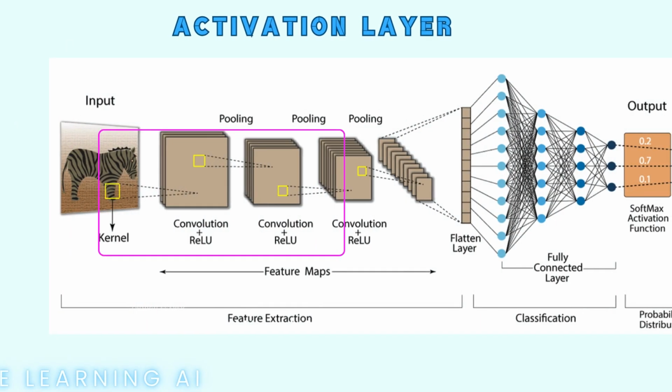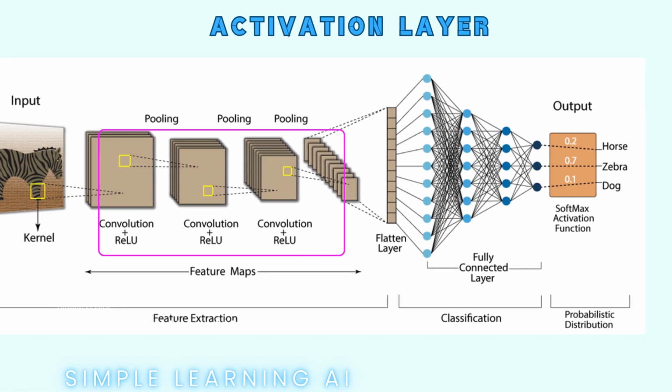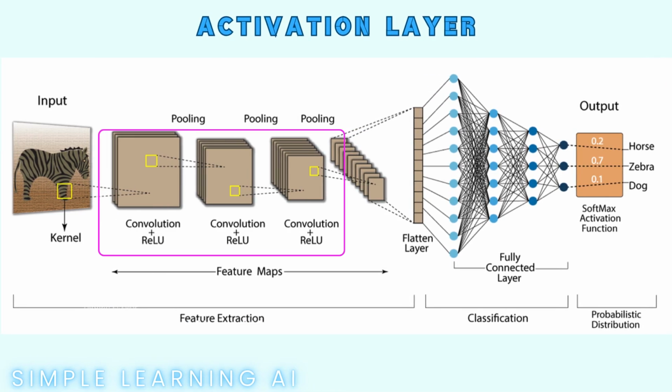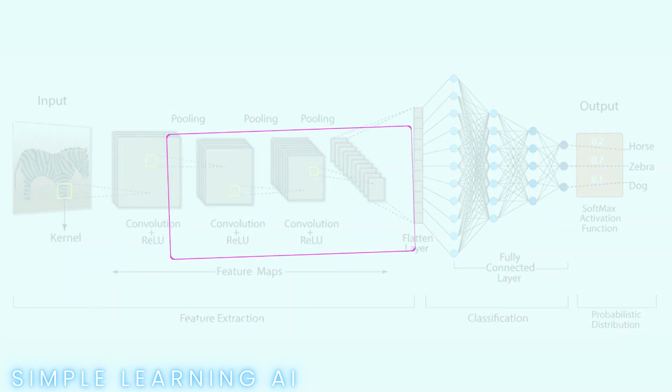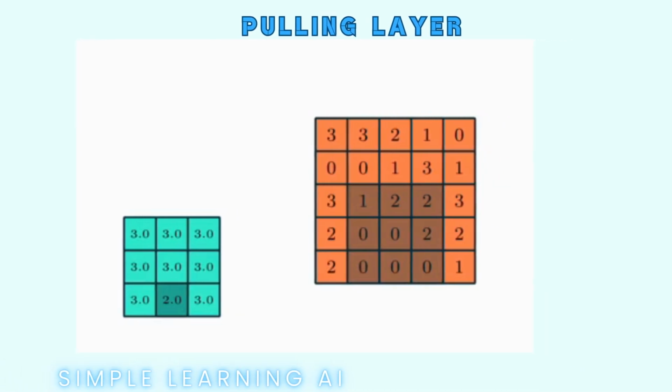Activation layer. Right after convolution, we apply an activation function, commonly ReLU, rectified linear unit. This layer adds nonlinearity to the model, which allows the network to learn more complex functions and relationships in the data. Pooling layer. After convolution and activation, we usually add a pooling layer.